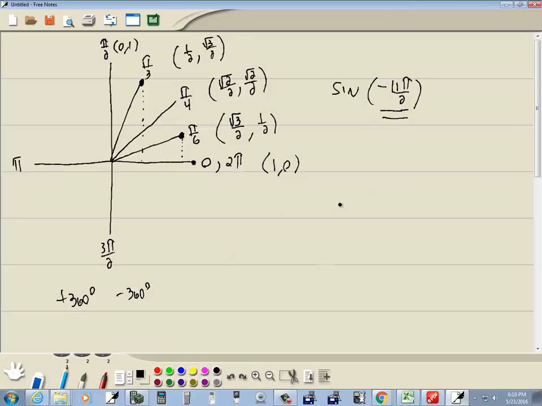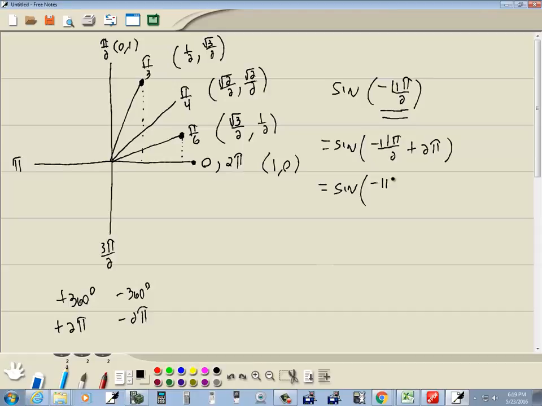So I want to add, now you can add 360, you can subtract 360, you can also add 2 pi, and you can subtract 2 pi. 360 degrees, whichever direction you're going, is all the way around the circle, and 2 pi is all the way around the circle. So this becomes sine of negative 11 pi over 2 plus 2 pi.